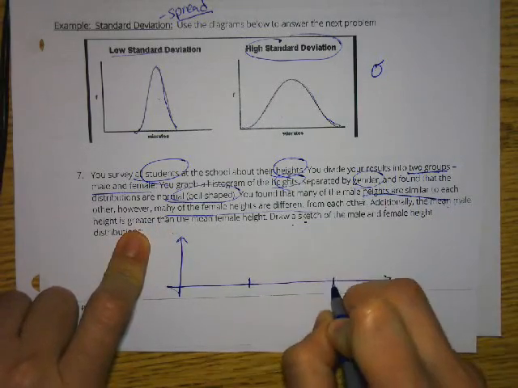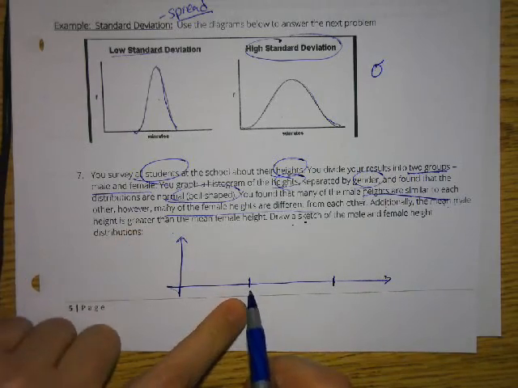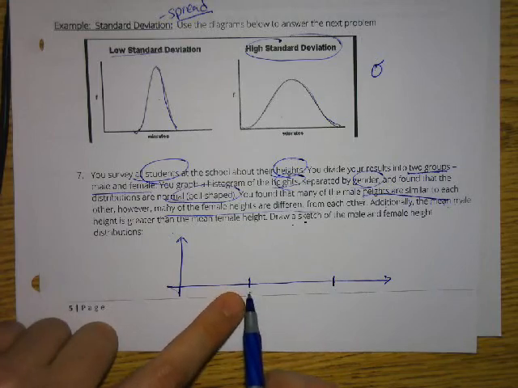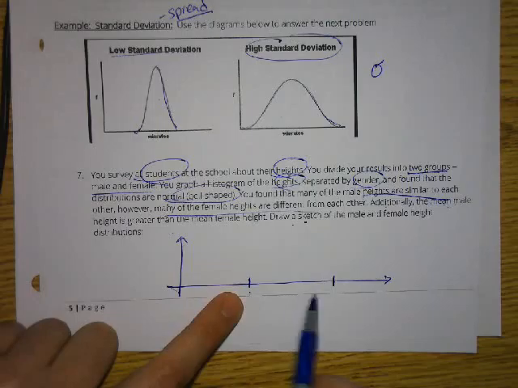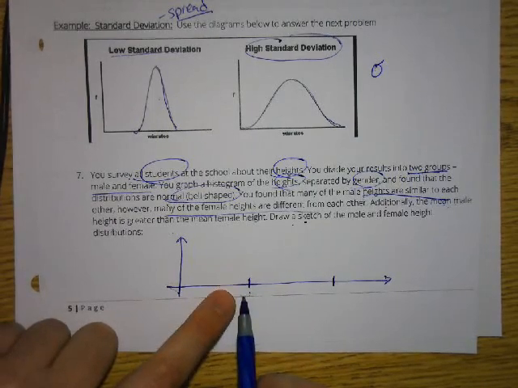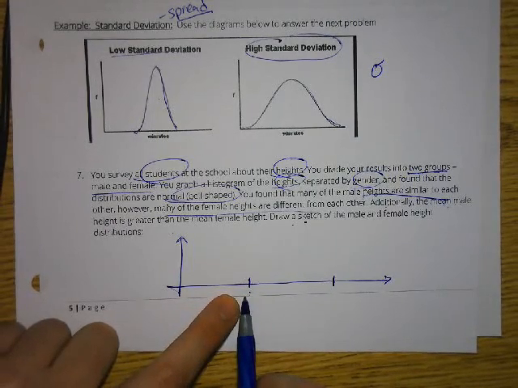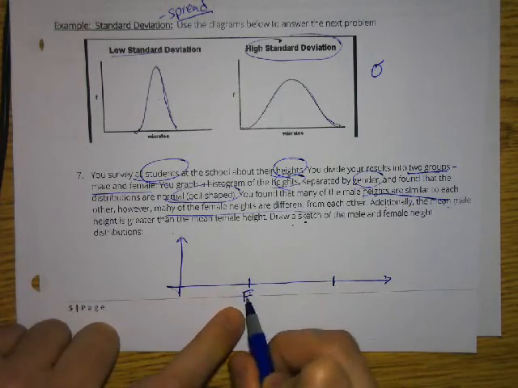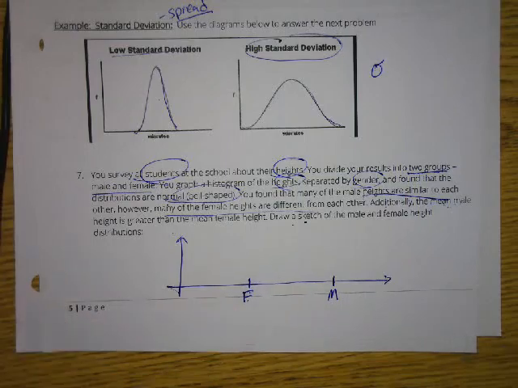So I'm going to pick 2 points. On the less average, is that going to be my female curve or my male curve? Which one is going to be farther to the left? Female. Females are less than males. So females are going to be to the left. Males are going to be to the right.